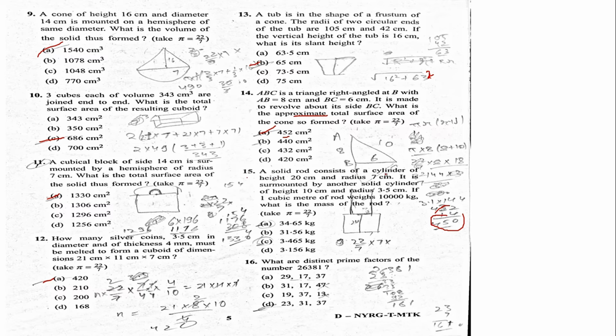Now the 15th: a solid rod consists of a cylinder of height 20 centimeter and radius 7 centimeter. It is surmounted by another solid cylinder of height 10 centimeter. So this is the case, and the right answer will be 34.65 kg.